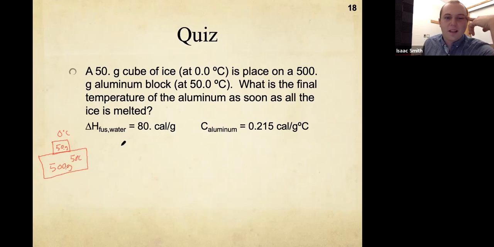Okay. So first we need to figure out, this ice is going to be converted into liquid, right? So we're going into liquid. For ice to be converted into liquid, it needs to be taking energy, right? So there's going to be energy flowing from the aluminum into the ice cube, right? Because this is at 50 degrees Celsius.